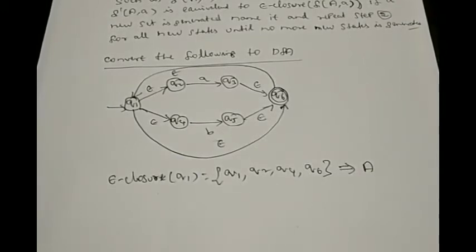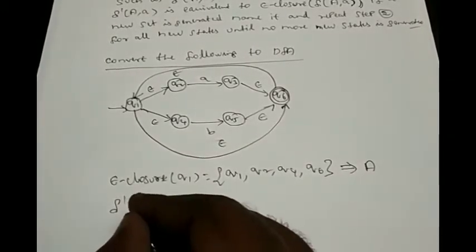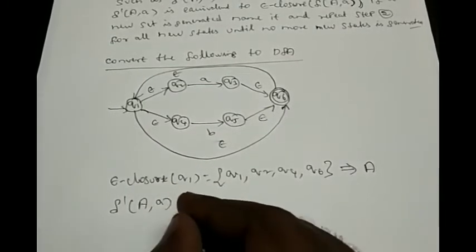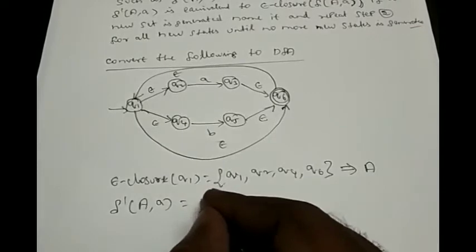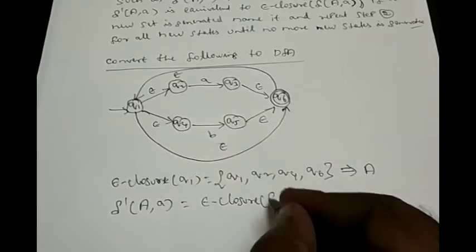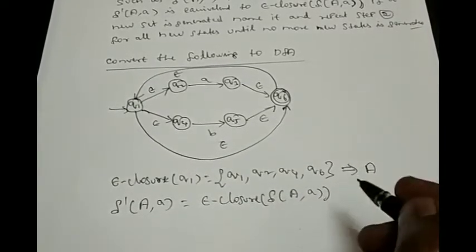Now the next step is to apply all the input symbols. What are the input symbols in this case? The input symbols are a and b. Except epsilon, the rest are called input symbols here. So I want to find delta dash of capital A, and first I apply input symbol a here. Delta dash is equal to epsilon closure of delta of capital A, applying the input symbol small a.